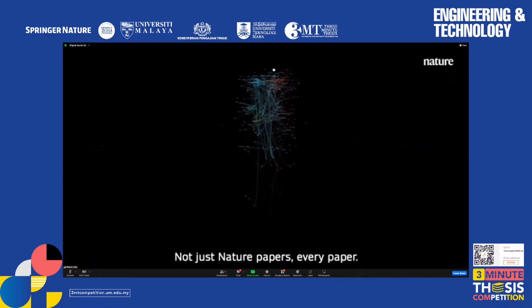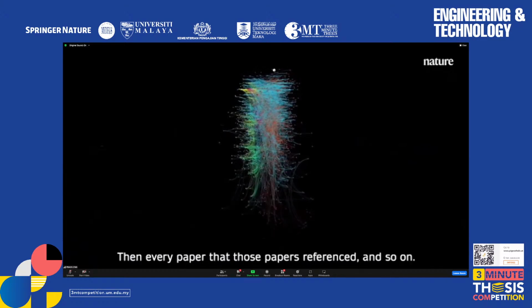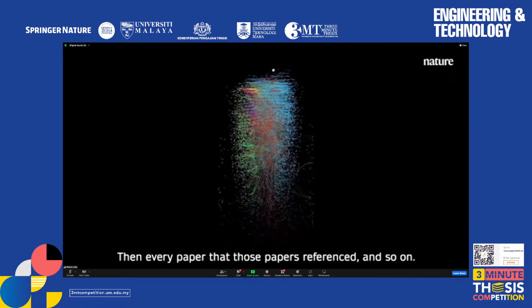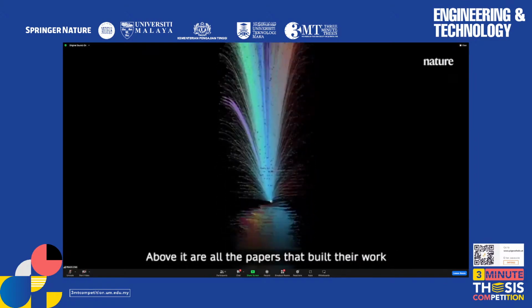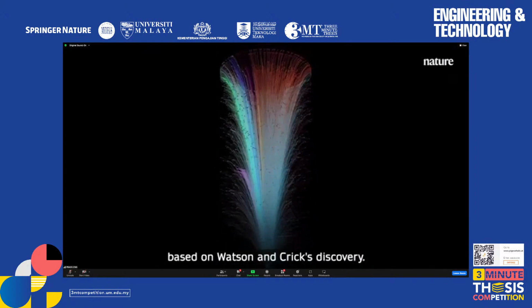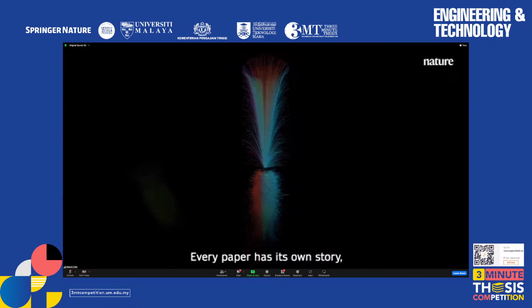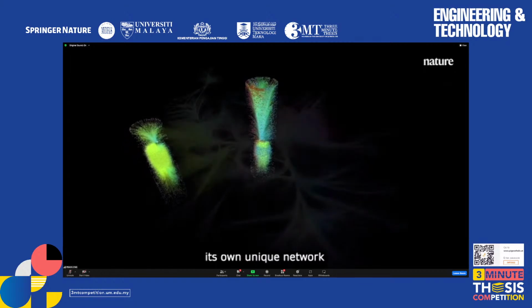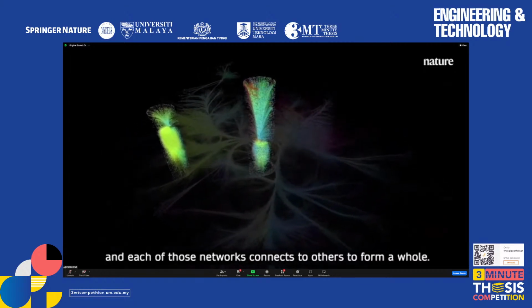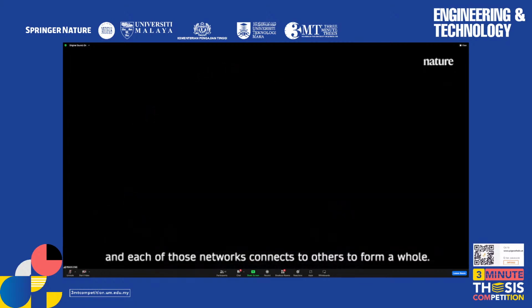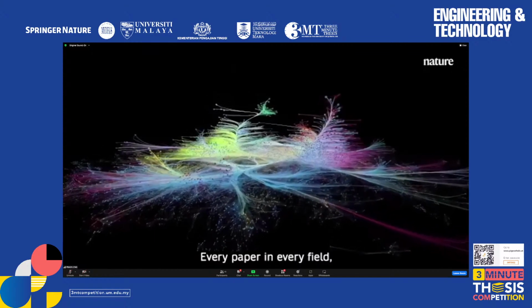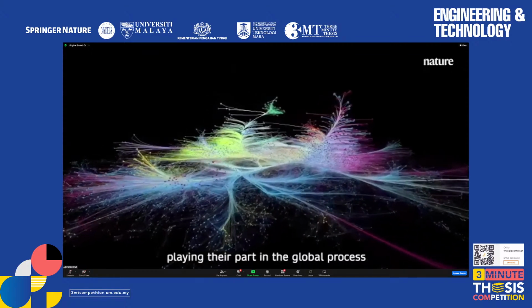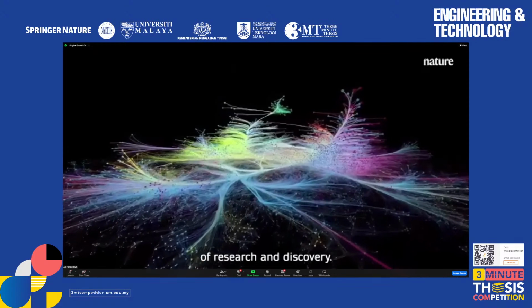Not just Nature papers, every paper. Then every paper that those papers referenced, and so on. Above it are all the papers that built their work based on Watson and Crick's discovery. Every paper has its own story, its own unique network, and each of those networks connects to others to form a whole. Every paper in every field, playing their part in the global process of research and discovery.